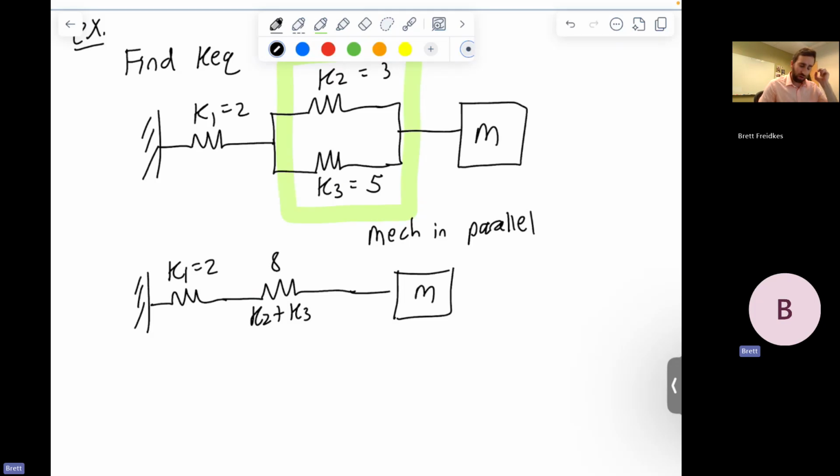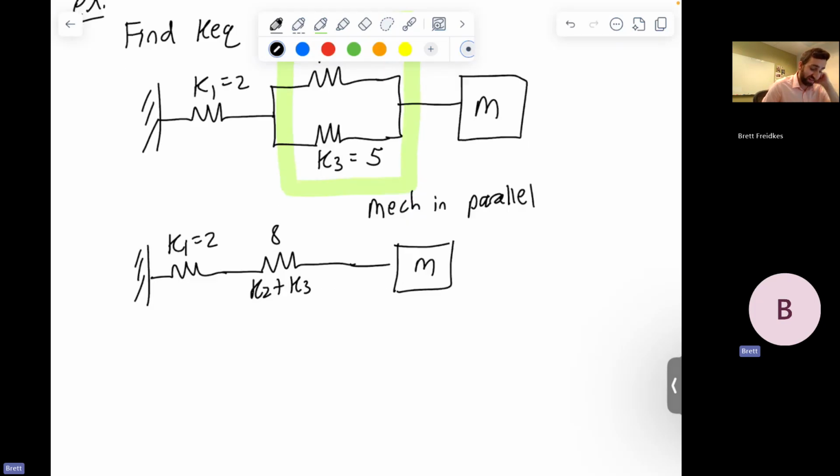Now, if I want to go further, I have these two springs that are in series. These are mechanically in series. They are sharing the same effort. The same force is being felt by these springs. I can't speak today.